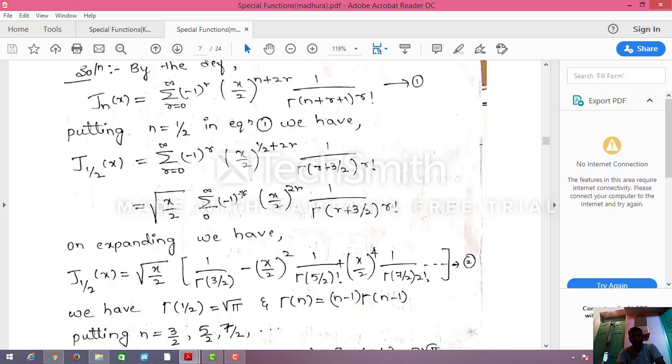If you give r equal to 0, anything power 0 is 1. 1 divided by gamma of 3 by 2 into 0 factorial, which is 1, so 1 divided by gamma of 3 by 2. Next, I will give r equal to 1. Minus 1 power 1 is minus 1. X by 2 whole power 2r; for r equal to 1, 2 into 1 is 2, so x by 2 whole square.